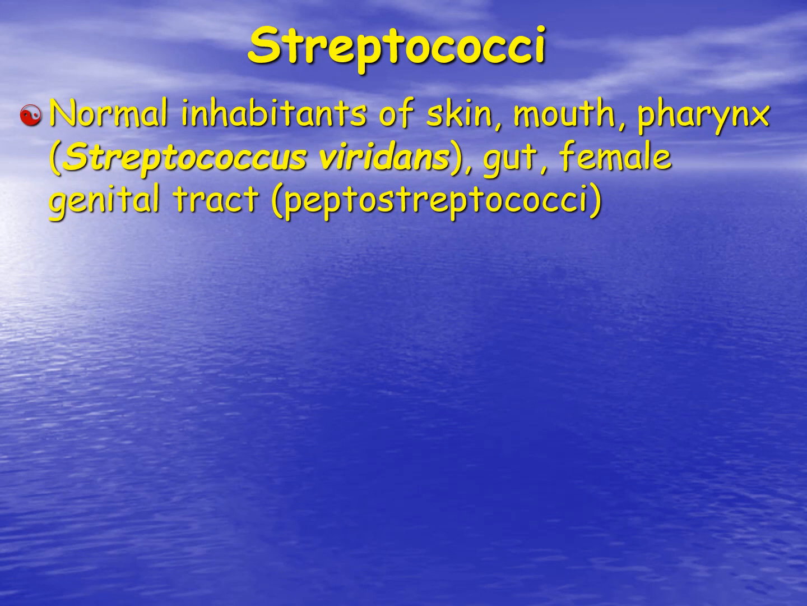Streptococcus is a normal inhabitant of the skin, mouth, and pharynx. It's also found in the gut and in the female genital tract. Most of these normal inhabitants, such as Streptococcus viridans or the Peptostreptococci group, are non-pathogenic but may become opportunistic given the opportunity.